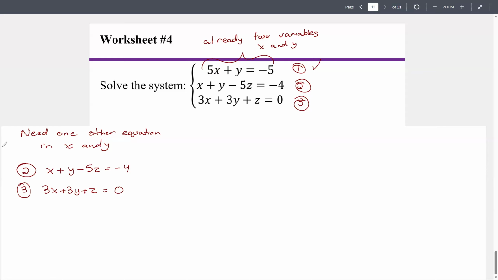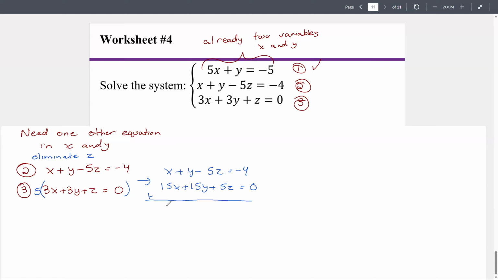So the easiest thing to do is, well, not necessarily the easiest. Because we have x and y, what we need to do is we need to eliminate z. So we're going to multiply this bottom one by 5 because then I'll have -5z plus 5z. So we're going to have x plus y minus 5z equals -4. And on the bottom, we'll have 15x plus 15y plus 5z, and 5 times 0 is still 0.